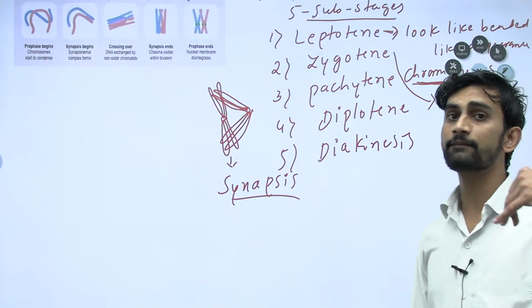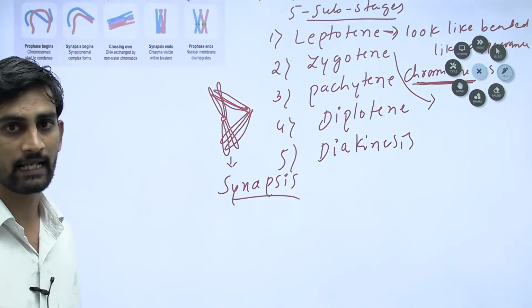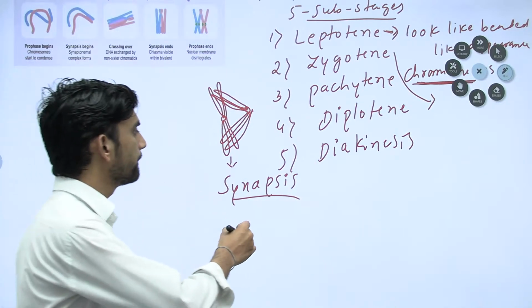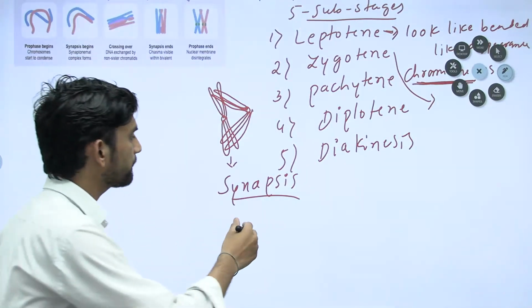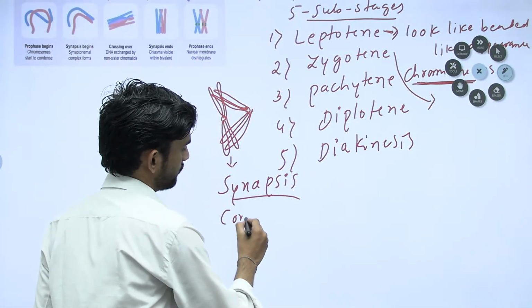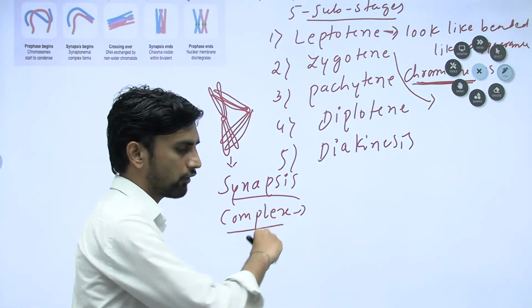Synapse is different. Synapse in the sense we have studied in neural control and coordination. So here we can call it synapsis. Synapsis is nothing but pairing of homologous chromosomes. Once they pair, that forms a complex. Underline this word, many times they asked in NEET exam. What do they call this complex?